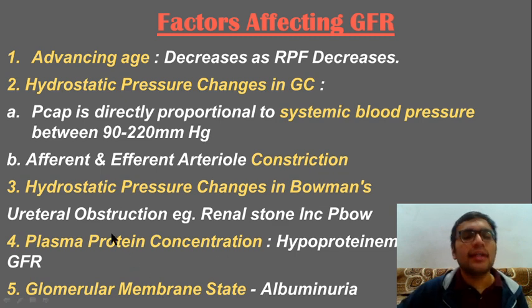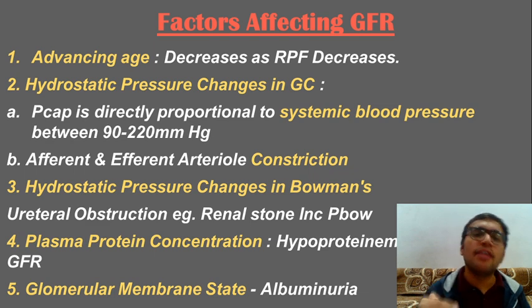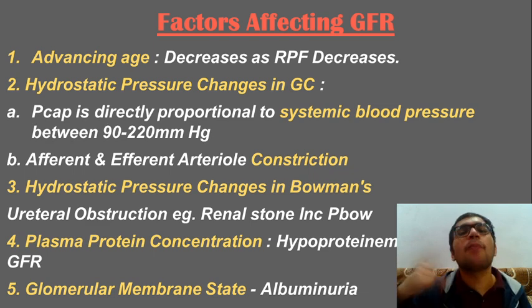And now the next thing is plasma protein concentration. You already know the proteins will exert colloidal osmotic pressure. Now if there is a decrease in protein, so it is hypoproteinemia, the colloid osmotic pressure will fall, and then the GFR will increase because COP was opposing GFR.